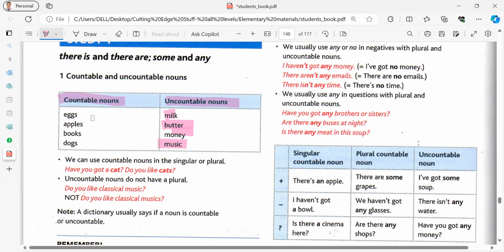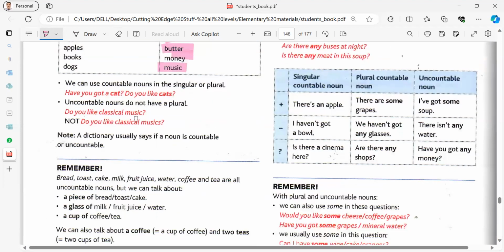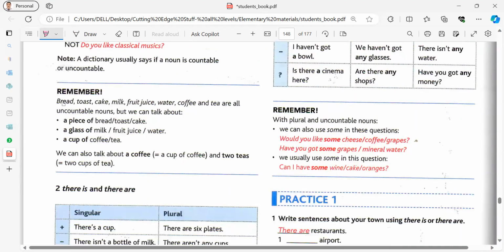Here the plural: eggs, apples, boxes, dogs. This is clear for you, right? Now, how do we make uncountable nouns countable, like water, bread, butter, milk? What should you say? You need to use what? Yes, you should use a piece of, a glass of, a cup of, a piece of bread.